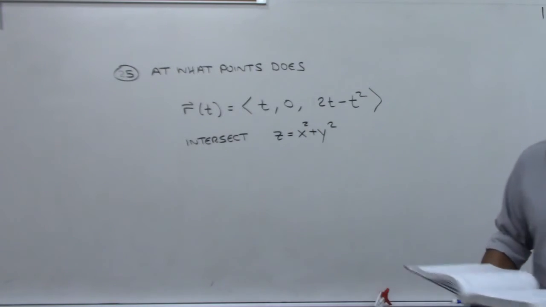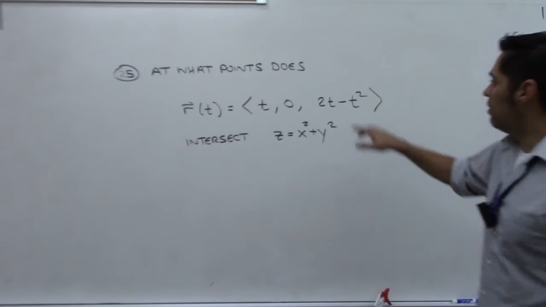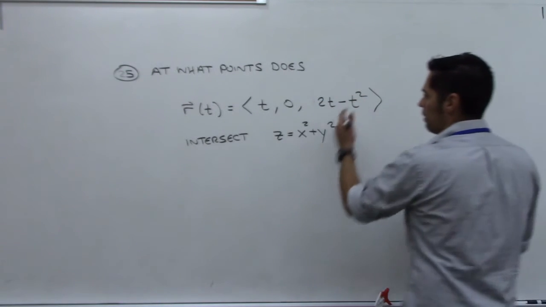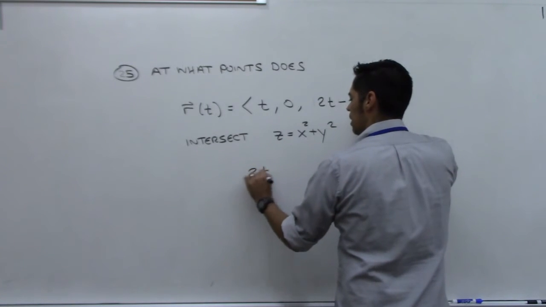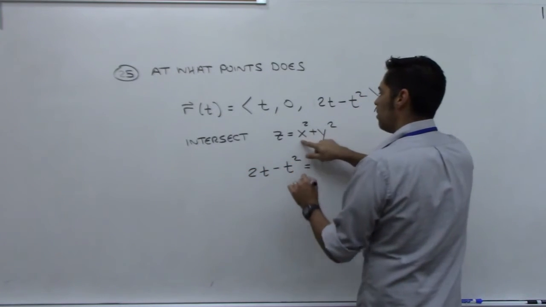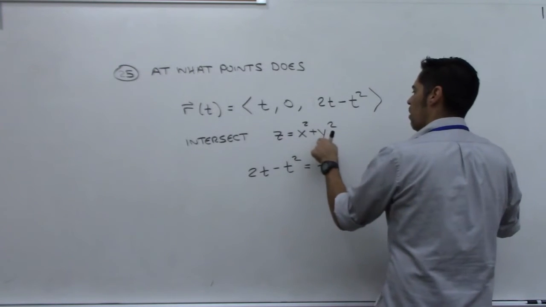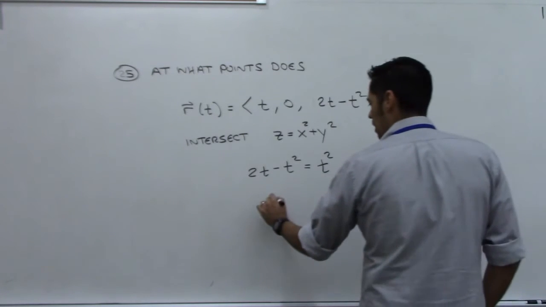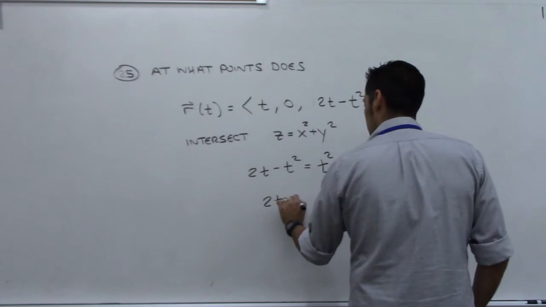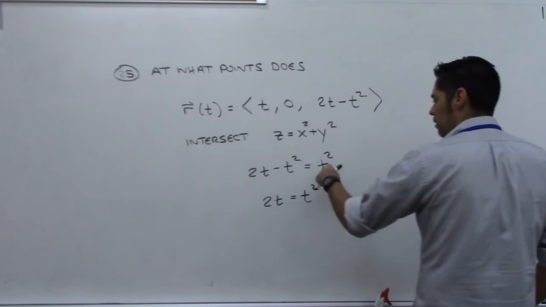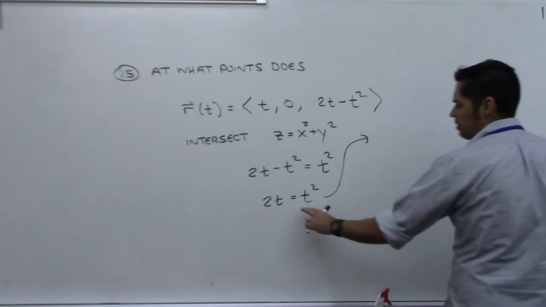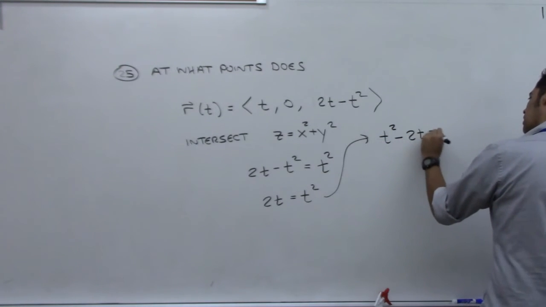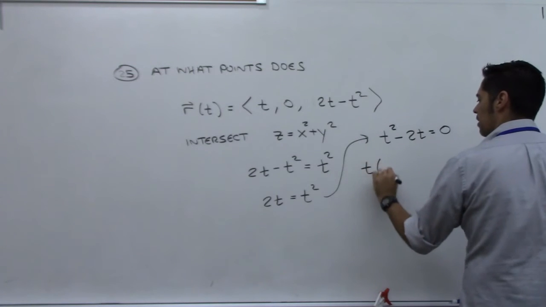So this is the same sort of story. I want to know for what values of t will I be able to satisfy this equation. So let me just replace everything here. z is this, so 2t minus t squared must equal x squared, which is t squared, plus y squared, but y is 0. So that's all you have to do, is solve this equation. I move that one over, I'm moving both over, actually. Don't ever divide by t right now. That's a big mistake. I get t squared minus 2t equals 0. Do a GCF, factor out a t.